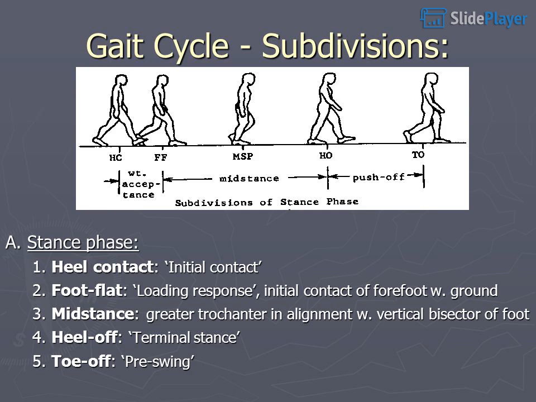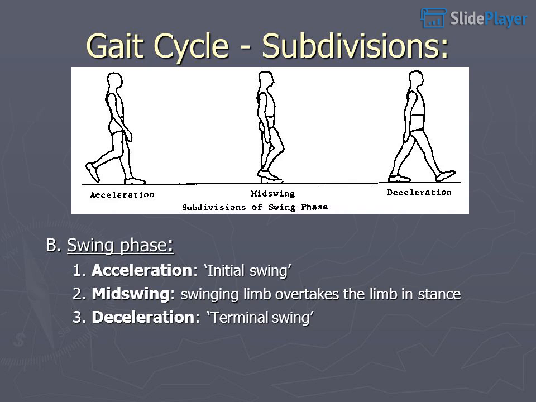Gait cycle, subdivisions. A, stance phase. 1. Heel contact, initial contact. 2. Foot flat, loading response, initial contact of the forefoot with the ground. 3. Midstance, greater trochanter in alignment with the vertical bisector of the foot. 4. Heel off, terminal stance. 5. Toe off, pre-swing.